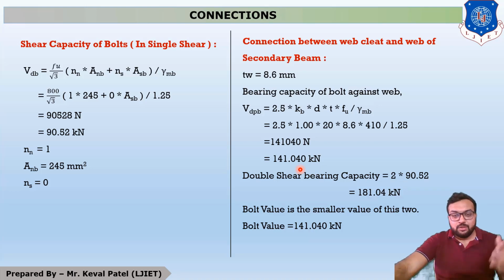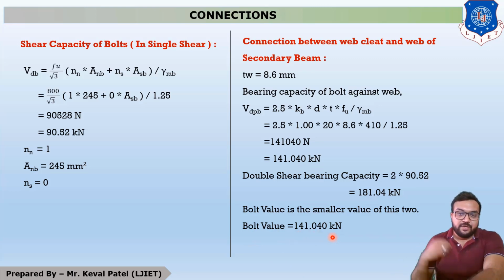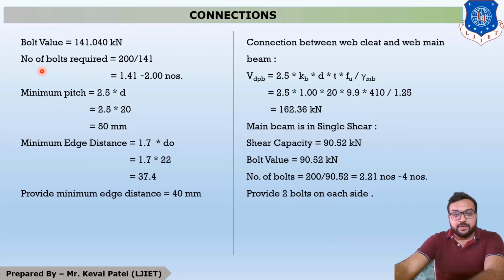First is 181.04 and another is 141.04. But you all know that the smaller value of the bearing capacity and shear capacity will be considered as our bolt value. So our bolt value is 141.04 kilonewton. It means if we are providing one bolt, it restrains 141.04 kilonewton force. Okay, so the number of bolts required is 200 divided by 141.04. So our answer is 1.41. It means we have to provide two bolts on both sides of the secondary beam.